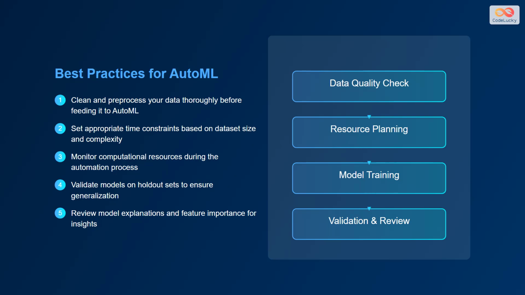Here are some best practices for using AutoML effectively. First, clean and pre-process your data thoroughly before feeding it to AutoML. Second, set appropriate time constraints based on your dataset size and complexity. Third, monitor computational resources during the automation process. Fourth, validate models on holdout sets to ensure generalization. Fifth, review model explanations and feature importance for insights.